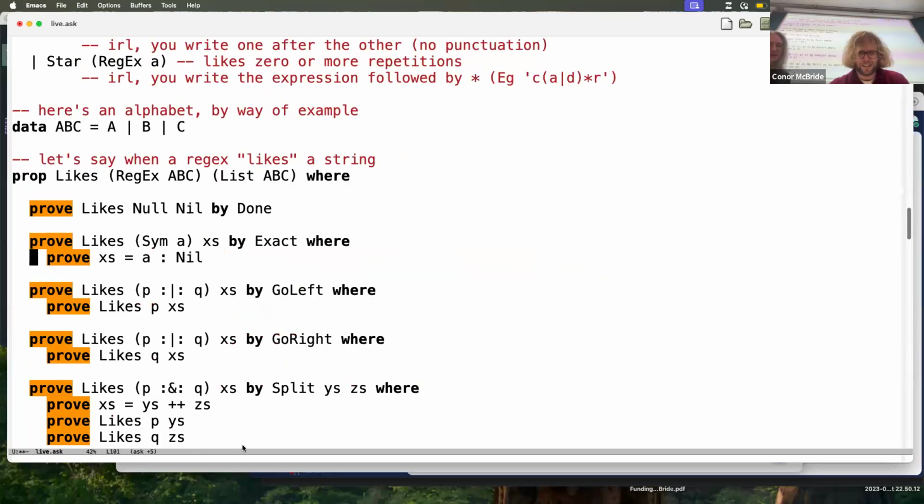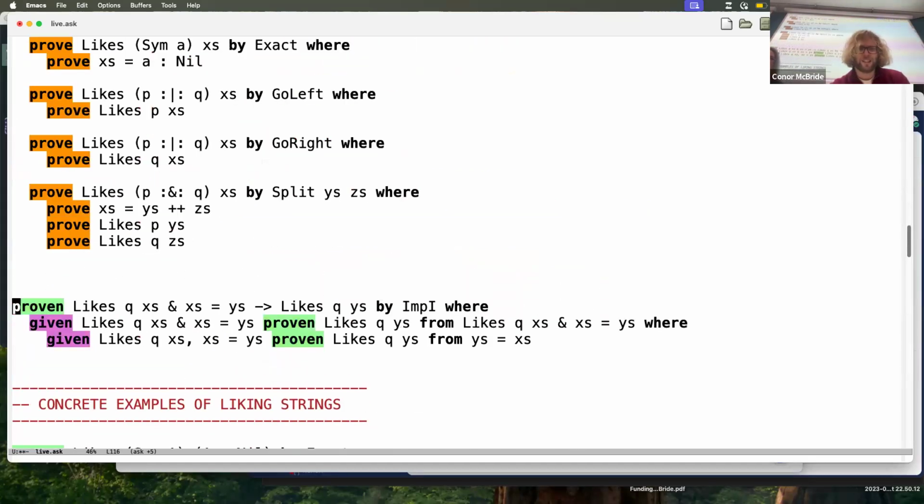But okay, we should give the rule, and this is the tricky bit. That's the intuition, but what does it mean to prove that star of P, with a capital S, likes some string Xs? Well, there are 2 cases in some sense. Either we don't want any repetitions of this expression, in which case, I don't know what we call these things. I thought we called them none. Nothing stops you writing a nil instead of Xs.